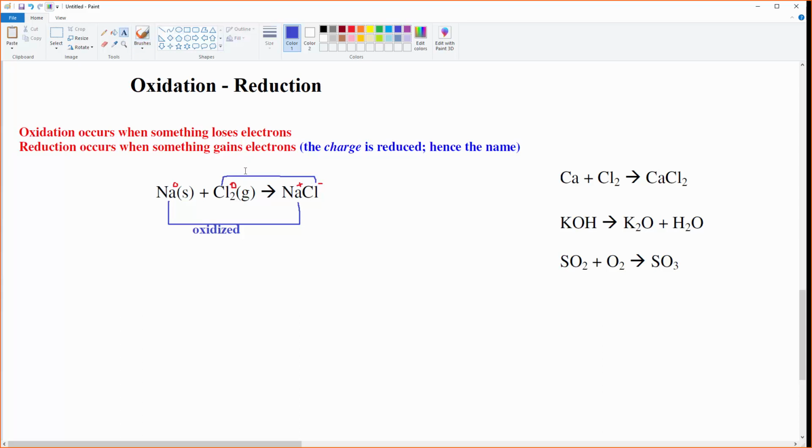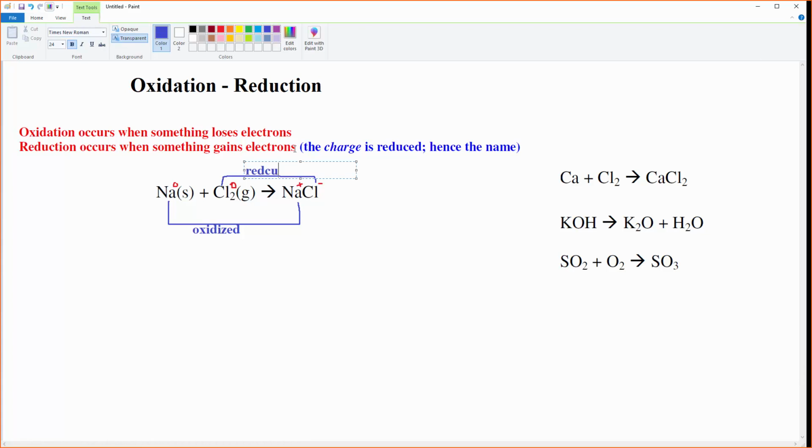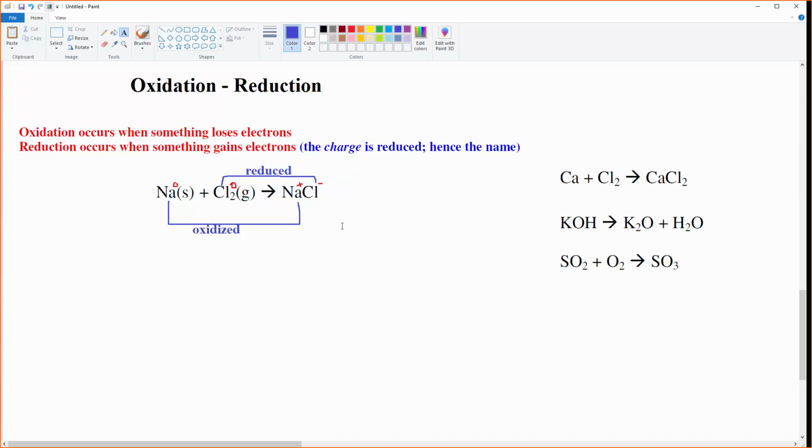Now, Sarah has asked a really good question. She says, wait a minute, is this equation balanced? And the answer is no, I haven't balanced this equation. I don't have to in order to track oxidation reduction, but it won't hurt us to do it, right? Might be good practice anyways.